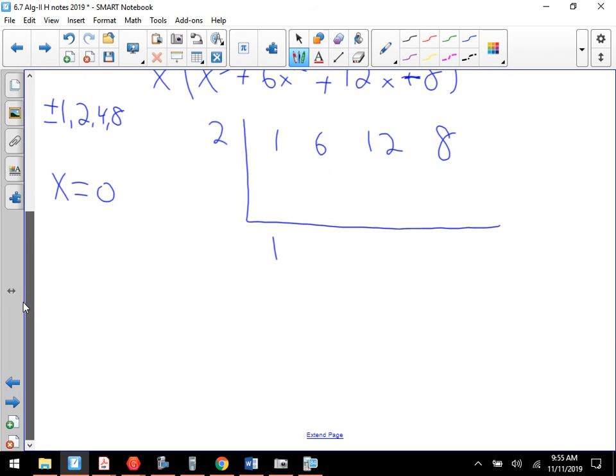Try 2: 2, 12, 12, too big. Can we cut out anything positive? Because we can't. That's what I just found out last night. That's a good pickup. When you see that all of your coefficients are positive, going 1, 6, 12, 8, you have to have a negative value to make it work. So you don't have to try the positives.